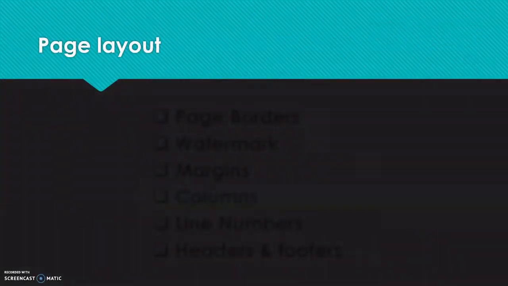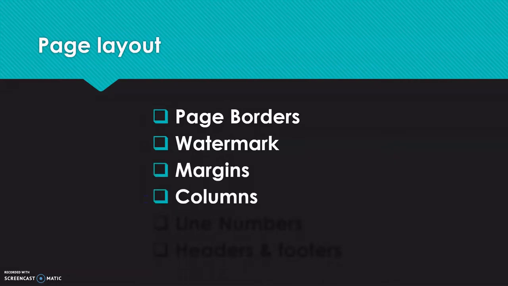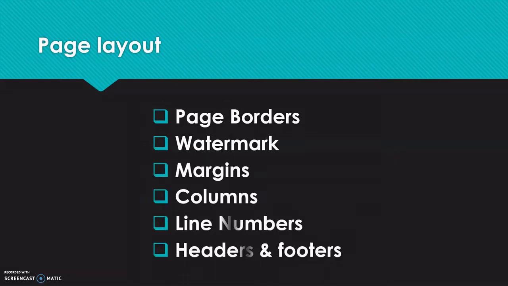Page layout represents how each page of your document appears when it is printed. Page layout options include elements like page borders, watermark, margins, columns, line numbers, headers, footers, and also page numbers.